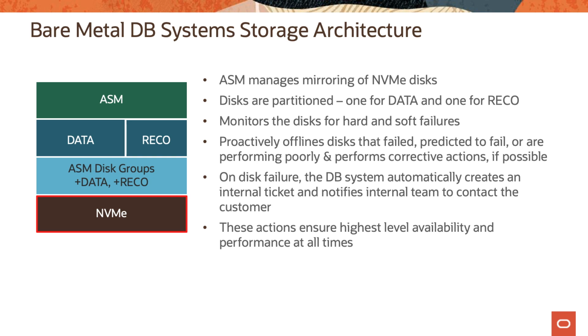ASM will monitor the disk for hard and soft failures, and it will proactively offline disks that failed or are predicted to fail or are performing poorly, and it performs corrective actions if possible. In the case of disk failure, the DB system automatically creates an internal ticket and notifies the internal team to contact the customer. These actions ensure highest level availability and performance at all times.